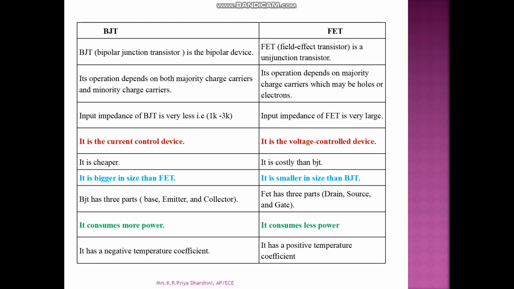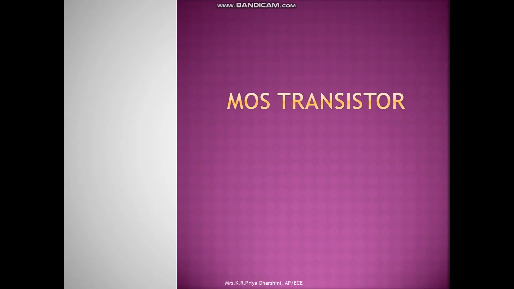BJT has three parts, that is base, emitter, and collector. FET has three parts, that is drain, source, and gate. BJT consumes more power, FET consumes less power. BJT has a negative temperature coefficient and FET has a positive temperature coefficient. These are the differences between the BJT and FET. Because of the advantages which the FET has, we prefer it most in our day-to-day uses.